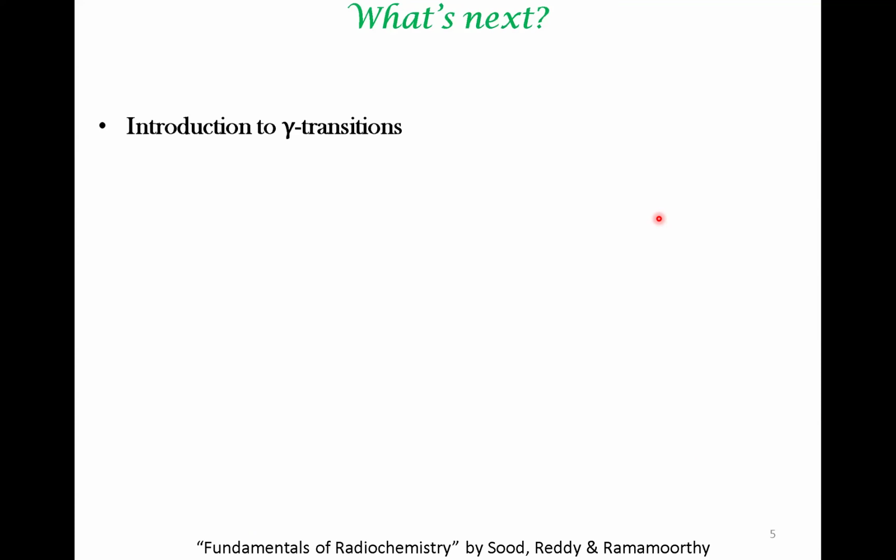So this completes our lectures on beta decay. In the next lecture, we will go into the final transition. This is the gamma transition.